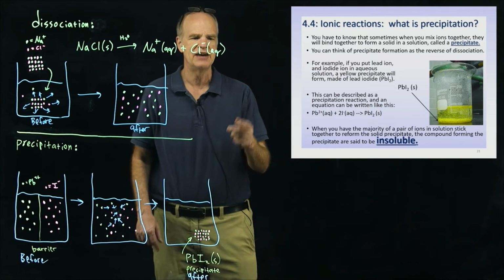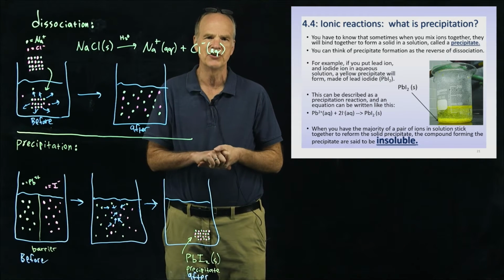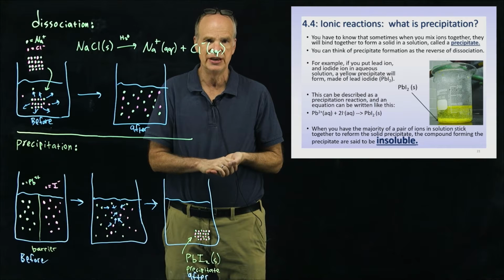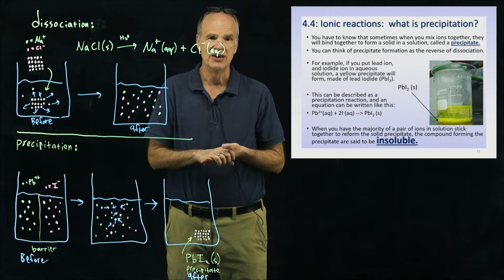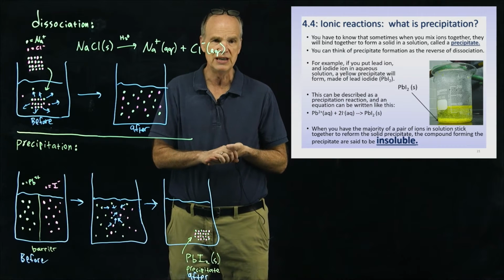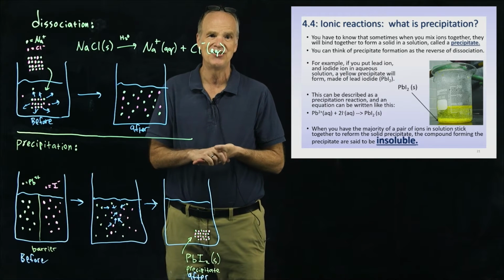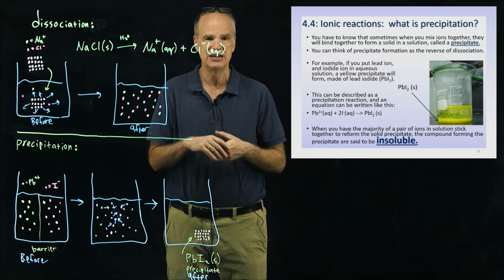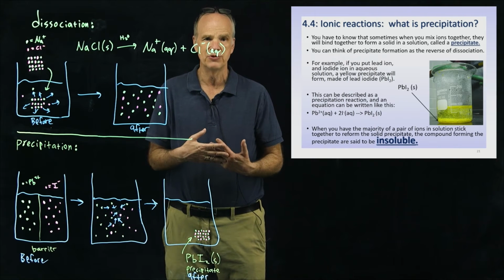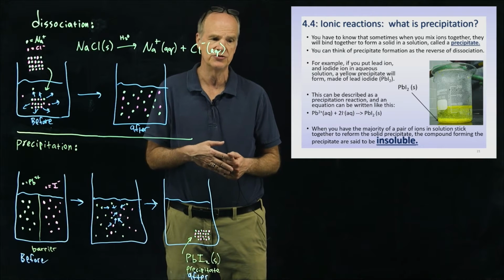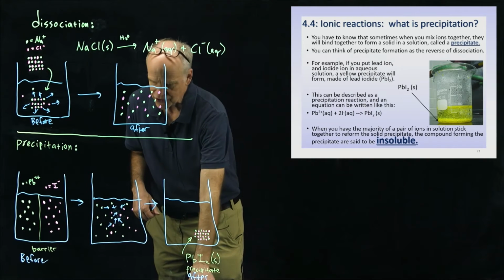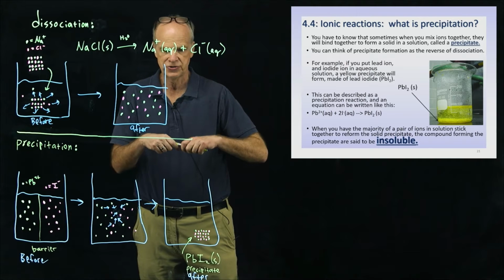I actually have a picture of that on the PowerPoint slide. There, someone mixed lead ions with iodide ions, and they all stuck together to reform the lead iodide solid, which happens to be a yellow color. When you form a precipitate, it'll often be more dense than the water it's in, so it'll settle down to the bottom. Okay, so let's write an equation that describes this process.